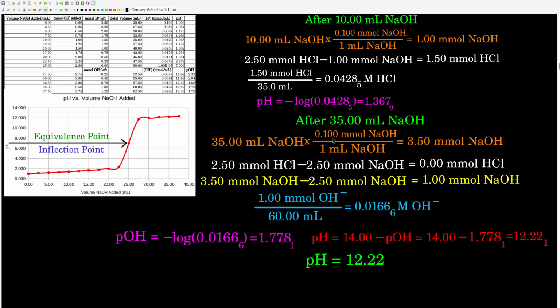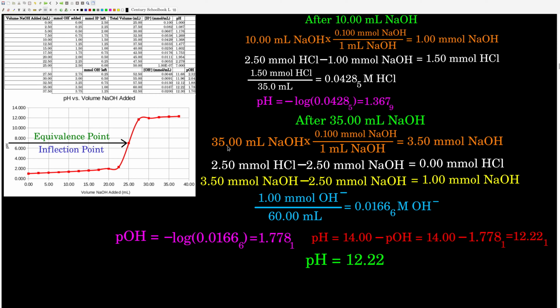So now let's look at after 35 mils of sodium hydroxide has been added. So the equivalence point is at 25 mils. We saw that on the last slide. When we get to 25 mils of this sodium hydroxide solution added, we've reached the equivalence point. This is past the equivalence point.